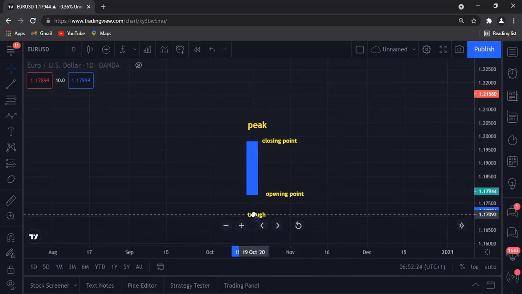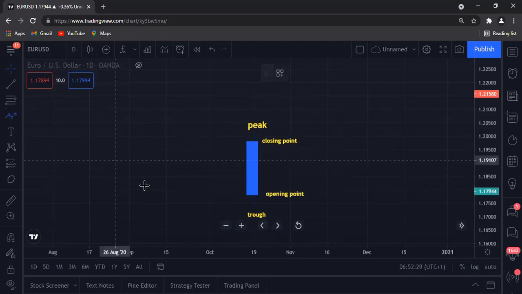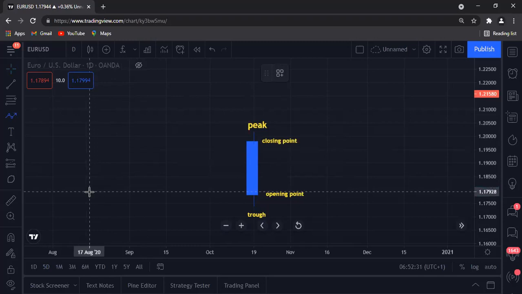This is a trough. Now this is how the trend goes. It opens from this point.